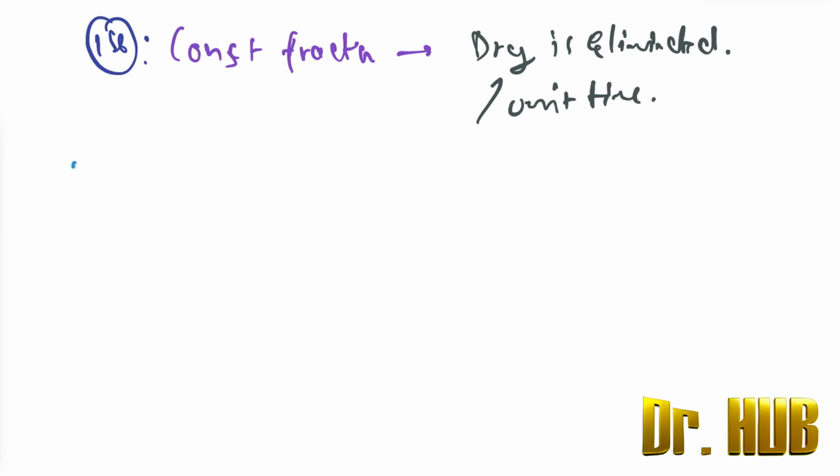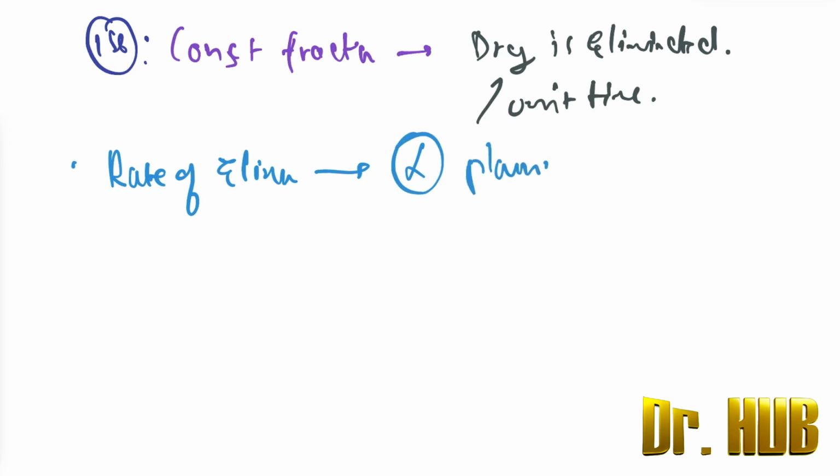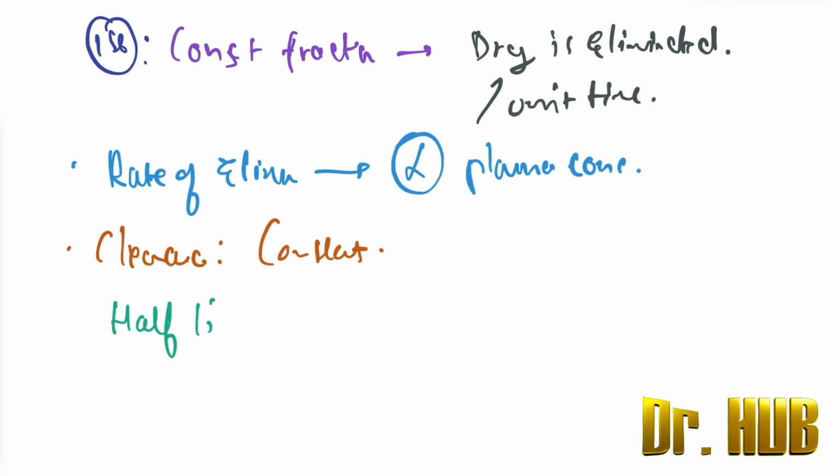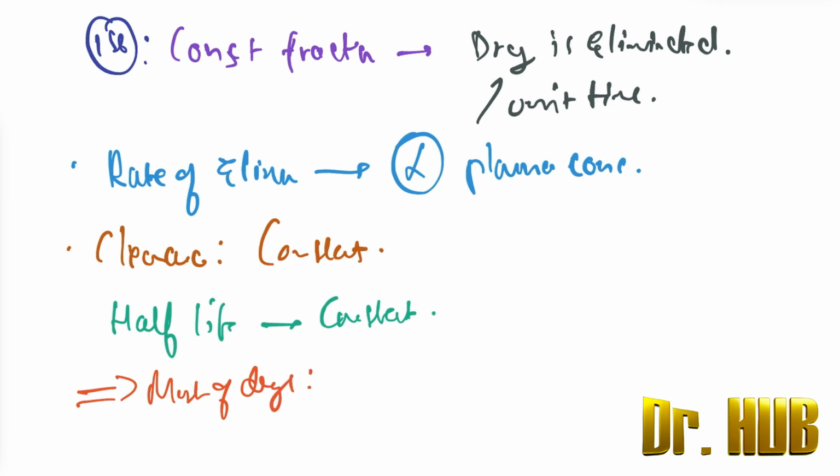Then the rate of elimination is proportional to the plasma concentration. Next is the question on the clearance. The clearance is considered constant. And what about the half-life? The half-life is also considered constant. And what are the drugs under the first order? Most of the drugs follow the first order kinetics.